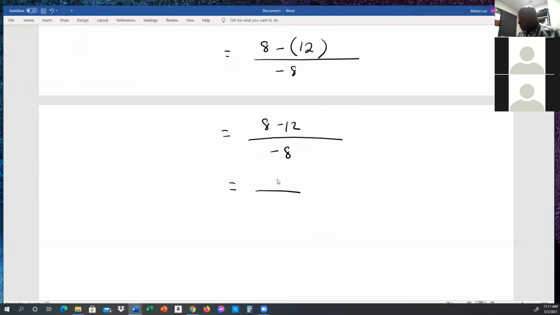For my numerator, 8 minus 12 is -4 over -8. The negative divided by negative is going to be a positive 4/8. And then when I reduce this fraction, they have a greatest common factor of 4. So I can divide the numerator and denominator by 4, and that gives me just 1/2. So for 34, your answer is 1/2.